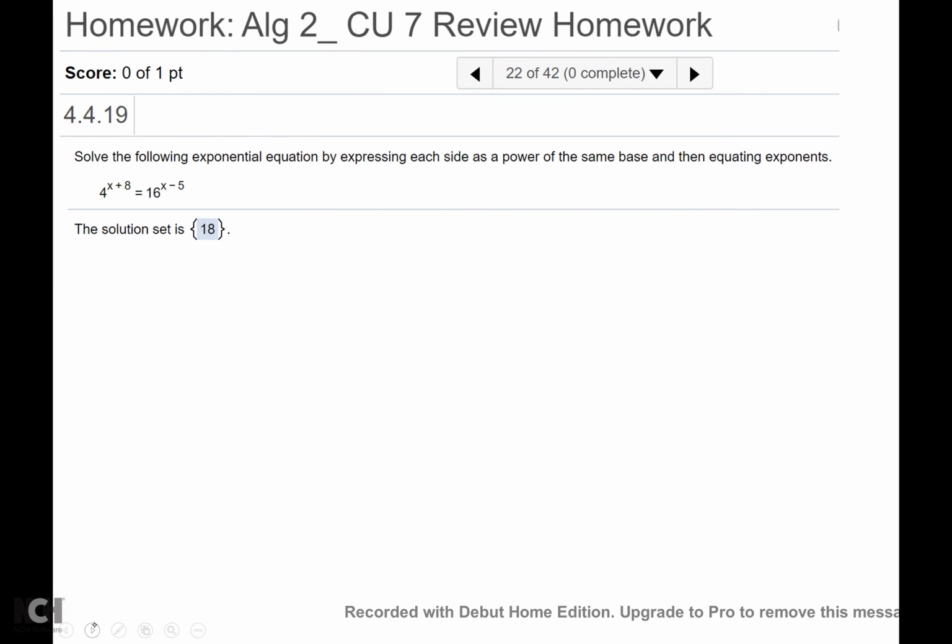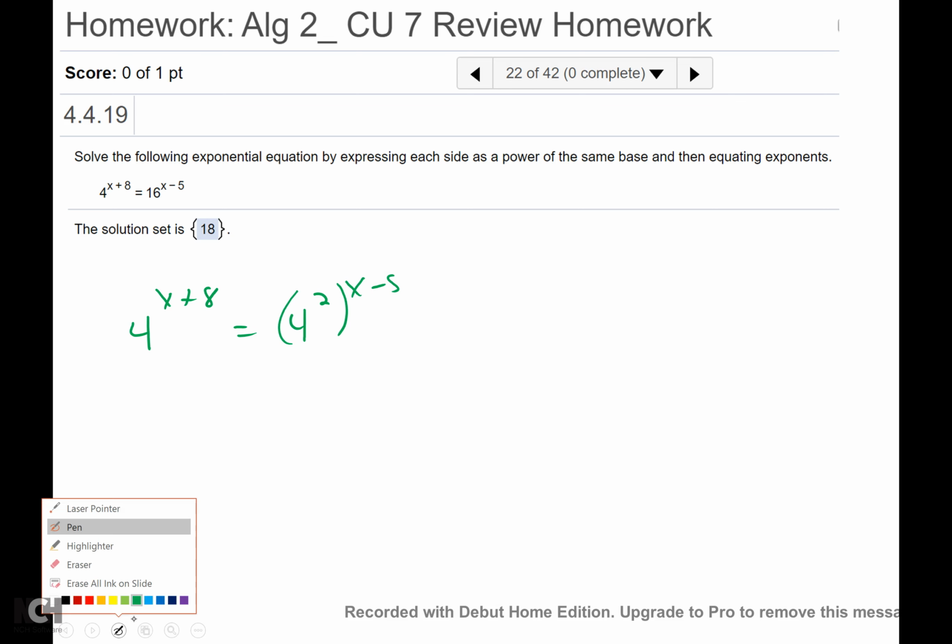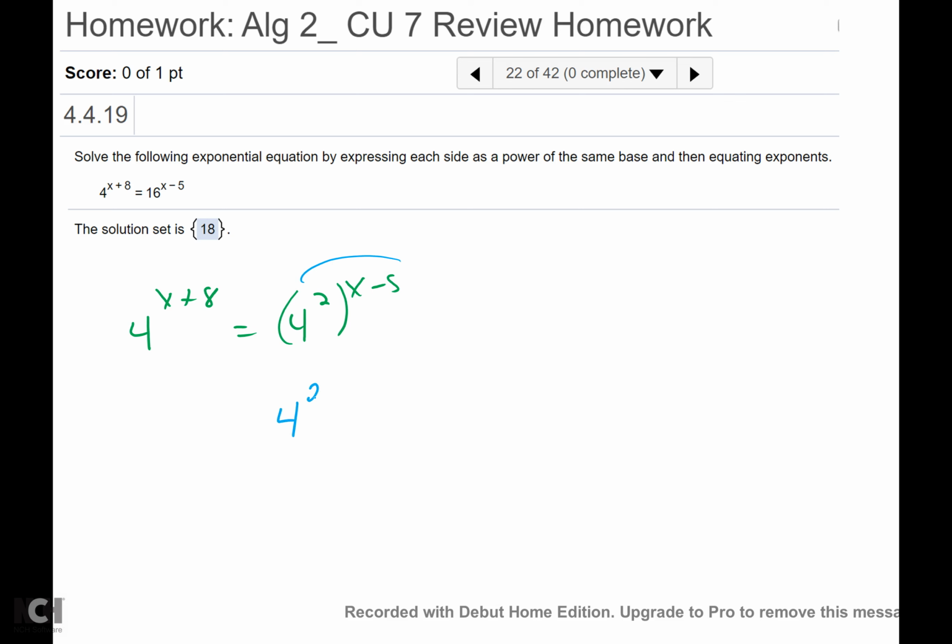Alright, so if we look at this one, I can rewrite 16 using 4 squared. Yeah? That's still 16. So now I'm going to power my power, which would give me 4 to the 2x minus 10. Because when you power a power, you multiply exponents, and this side is 4 to the x plus 8.